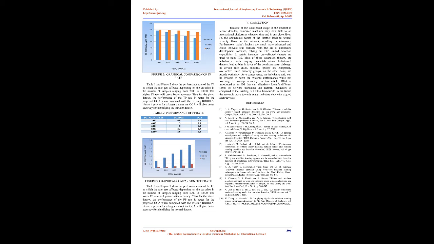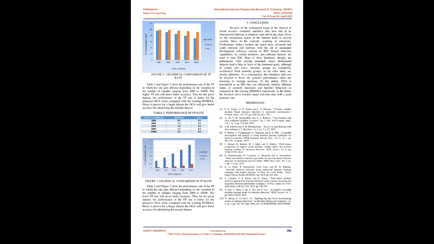Table 1 and Figure 2 show the performance rate of the TP, in which the rate is affected depending on the variation in the number of samples ranging from 2000 to 10,000. The higher TP rate will prove better accuracy. Thus for the given dataset, the performance of the TP rate is better for the proposed OGA when compared with the existing BDHDLS. Hence it proves that for a larger dataset the OGA will give better accuracy for identifying the intruder dataset.